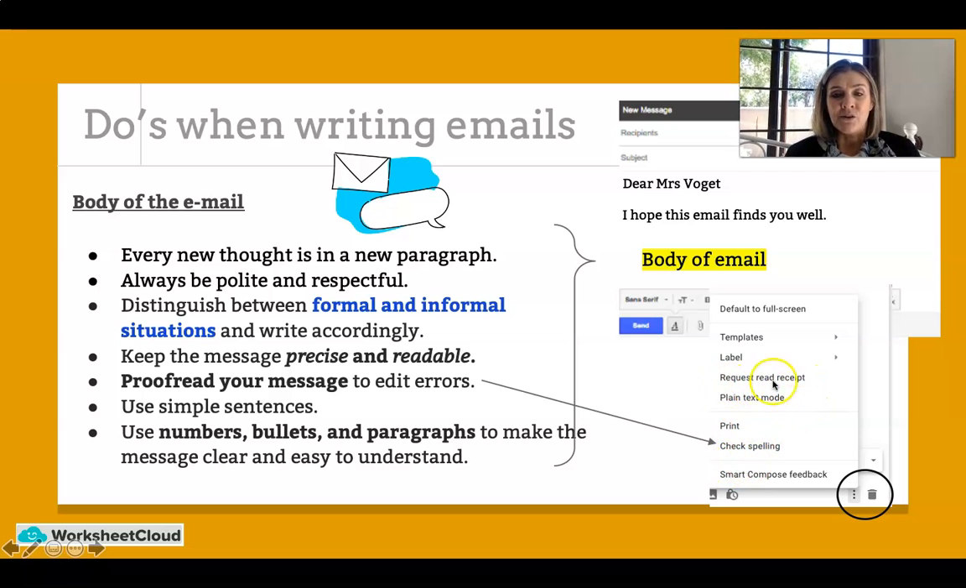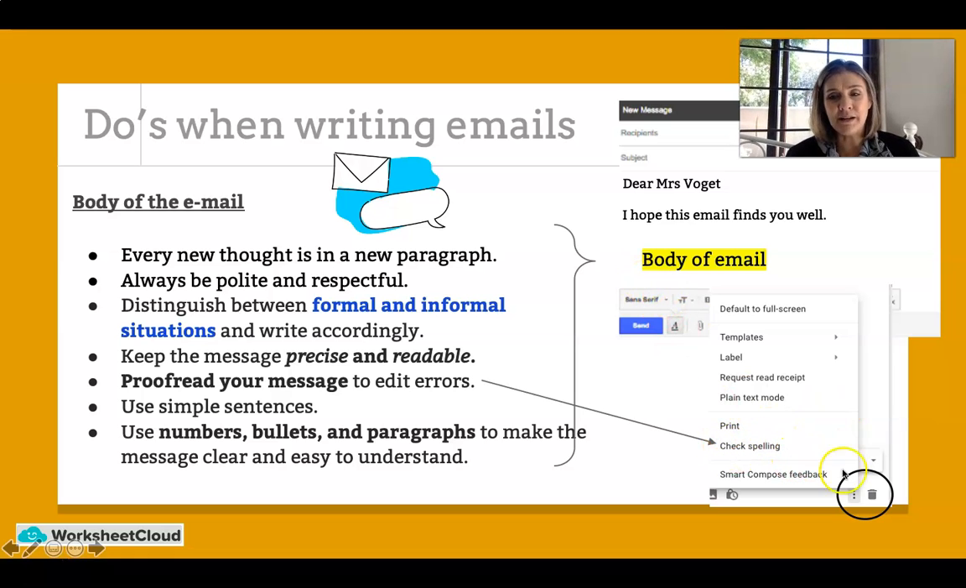So I'm just going to tell you about this one: request a read receipt. That just means that if you click on this, you're wanting the person to let you know that they've read it. Like on an SMS, you can see if there's 2 ticks they've opened it. That's the same kind of thing. But check spelling is the one that you would use, and it's very, very helpful.